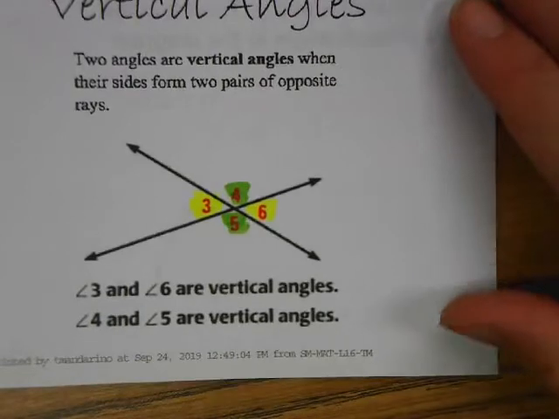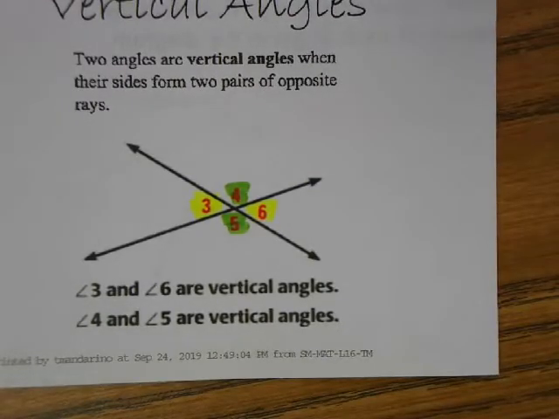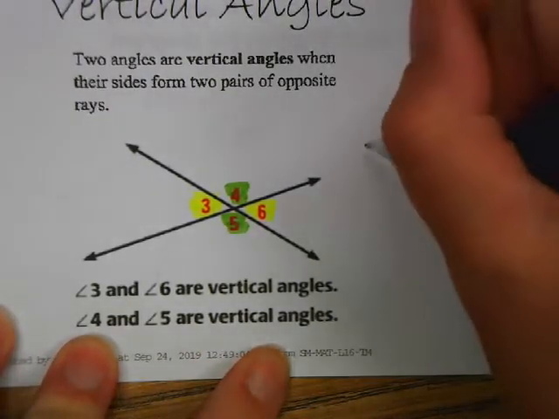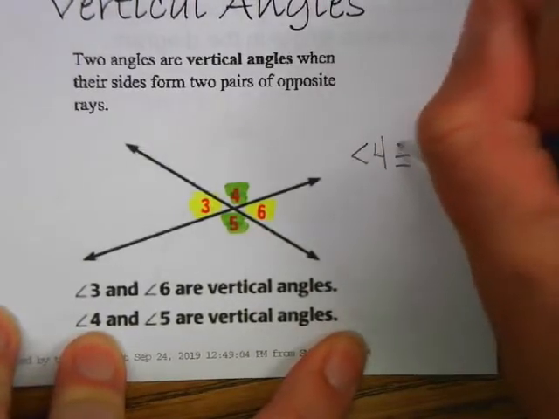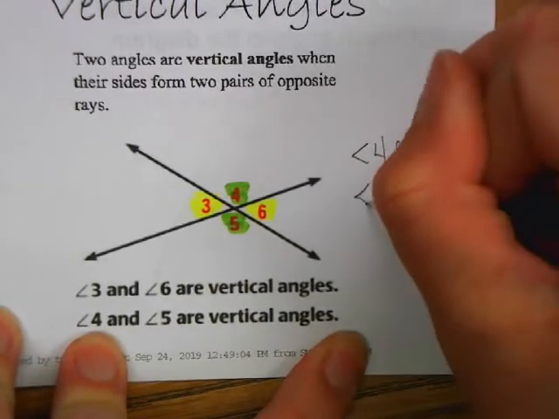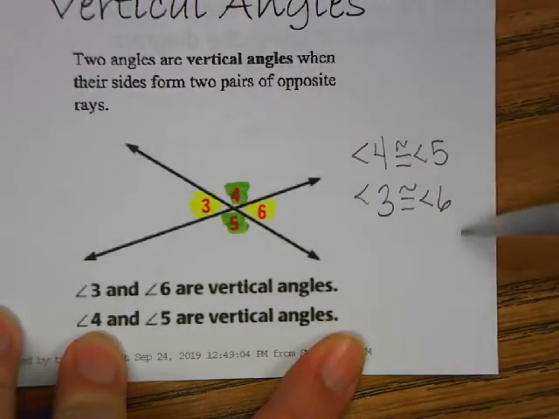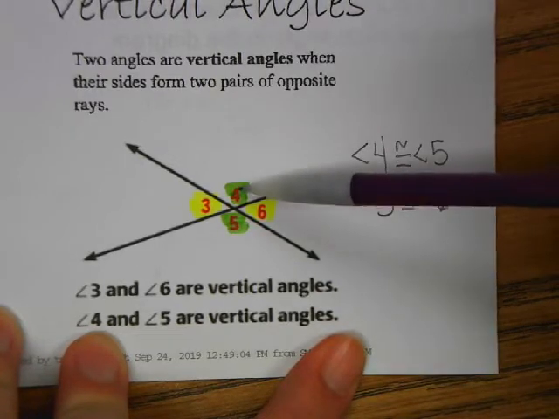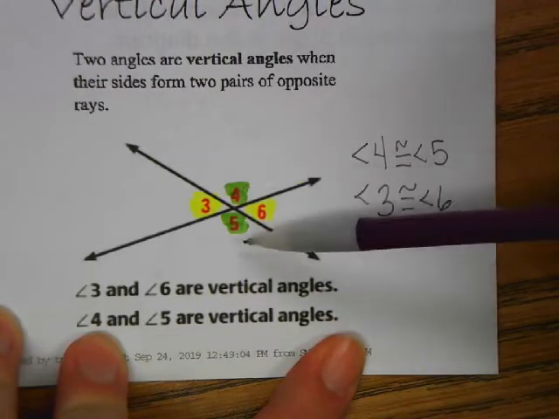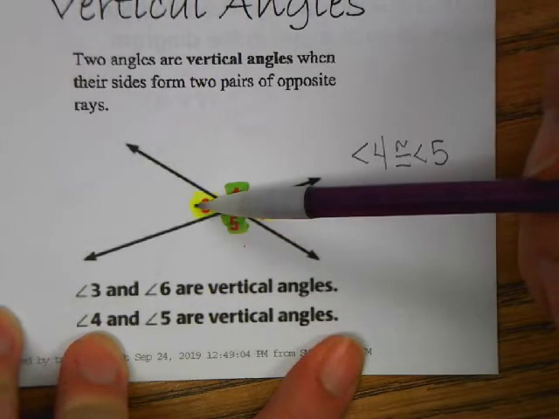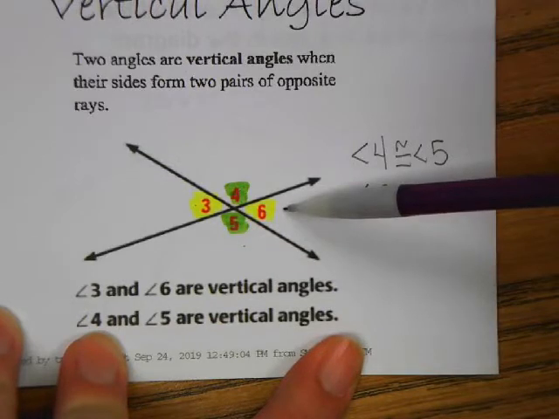And then an important property of vertical angles is that vertical angles are congruent. So angle 4 and 5, they're congruent. And 3 and 6 are also congruent. And remember, congruent means that they're going to have equal measures. So if angle 4 is 150 degrees, then angle 5 is 150 degrees. If angle 3 is 30 degrees, then angle 6 is 30 degrees.